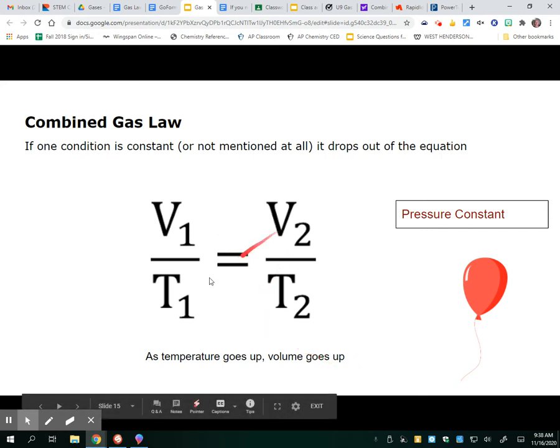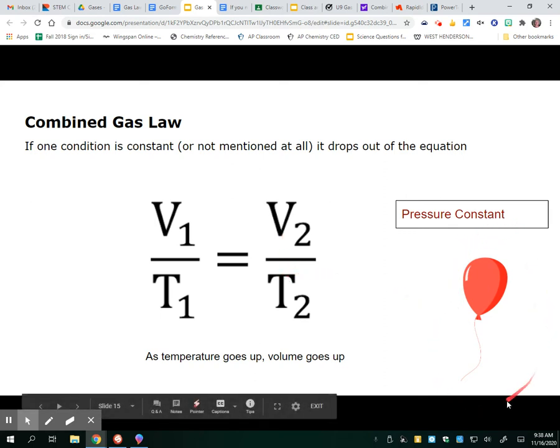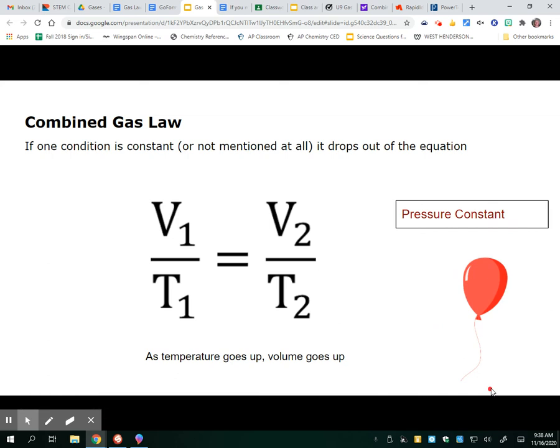Again, you would want to cross multiply to rearrange the equation. That just makes things a whole lot easier. Now, when we talk about this volume and temperature relationship, the best thing to think about is a balloon because we want to think about a container that has a flexible volume, and that balloon fills that bill.